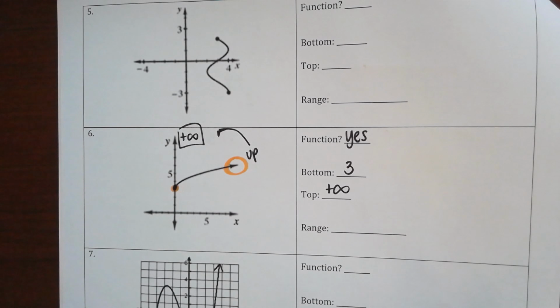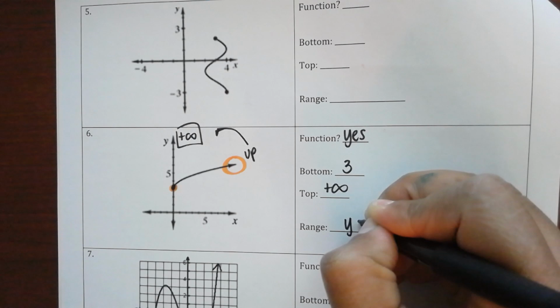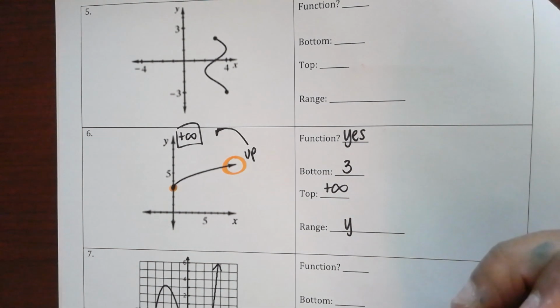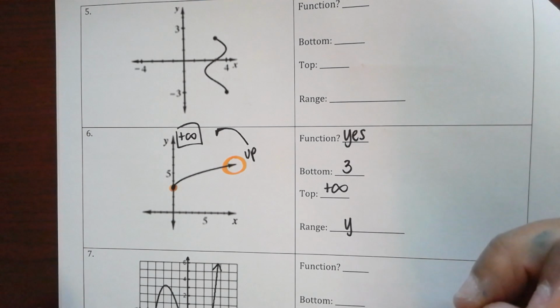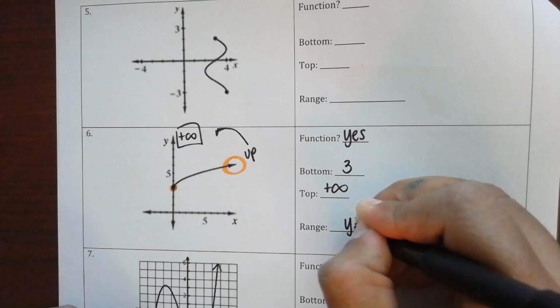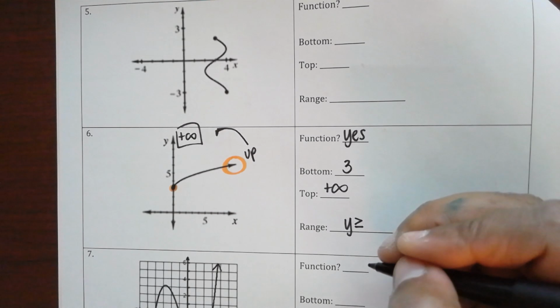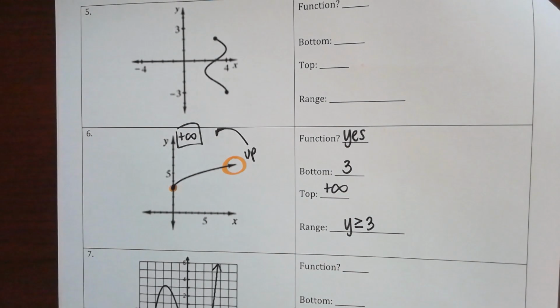So what's my range? Y. Wait, how is it less than if it's going up? How does 5 compare to 3? We don't use less than. We use a different word. Greater. So what inequality symbol do you need to use? Greater than or equal to, because it's a closed dot. So what goes after that? 3. You see how you have to understand those fundamental skills.